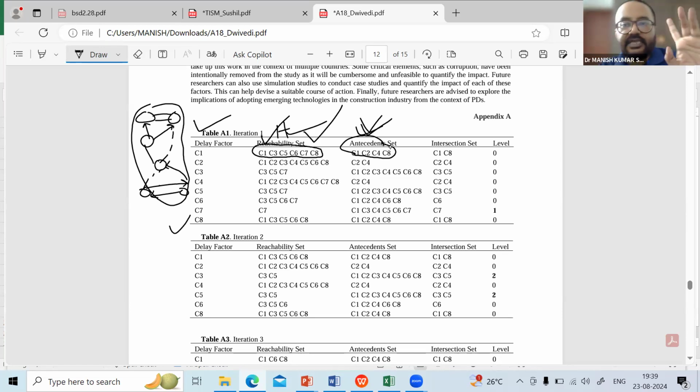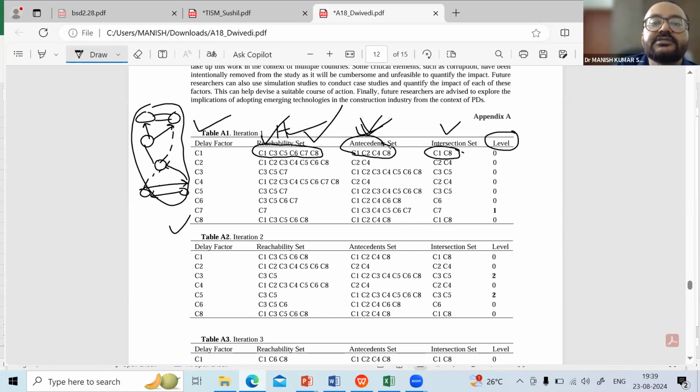So the methodology, I have explained that methodology. Now, what is the intersection of these? You can see C1 and C8. So you write the intersection. But if the intersection does not belong to a singleton set, then it will not be considered as a level.